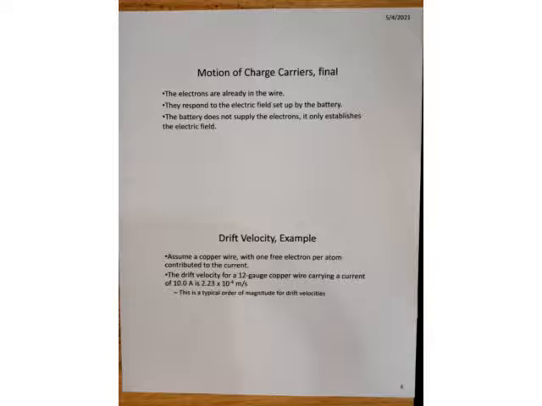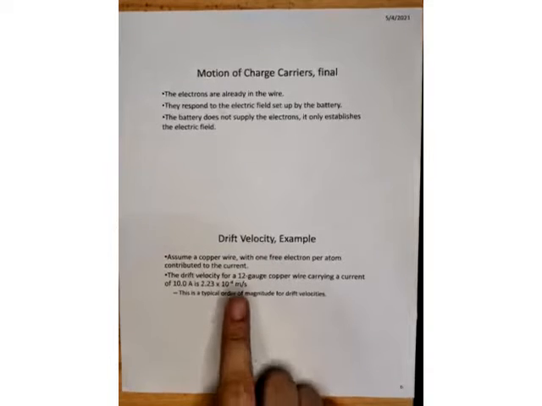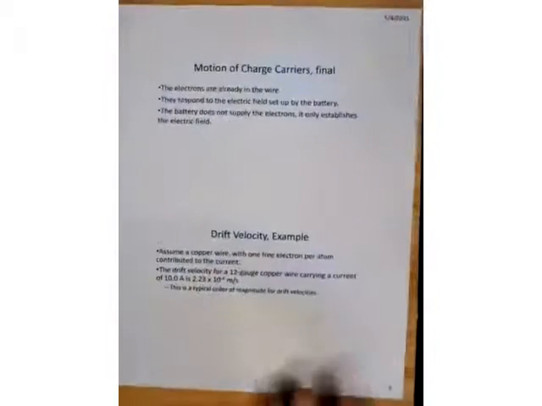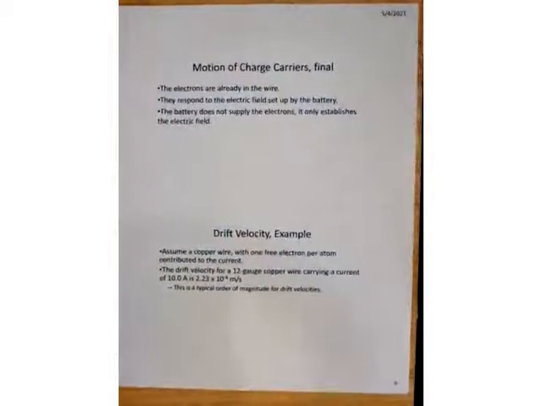Assume a copper wire with one electron contributed. The drift velocity of a 12 gauge copper wire carrying a current of 10 amperes is 2.23 times 10 to the negative 4 meters per second. Imagine, na-imagine nyo ba yung drift speed? Yung mga drift speed natin ay mga times 10 to the negative sila. O ganyan sila kabagal. Okay, so meron ba tayong question sa current?